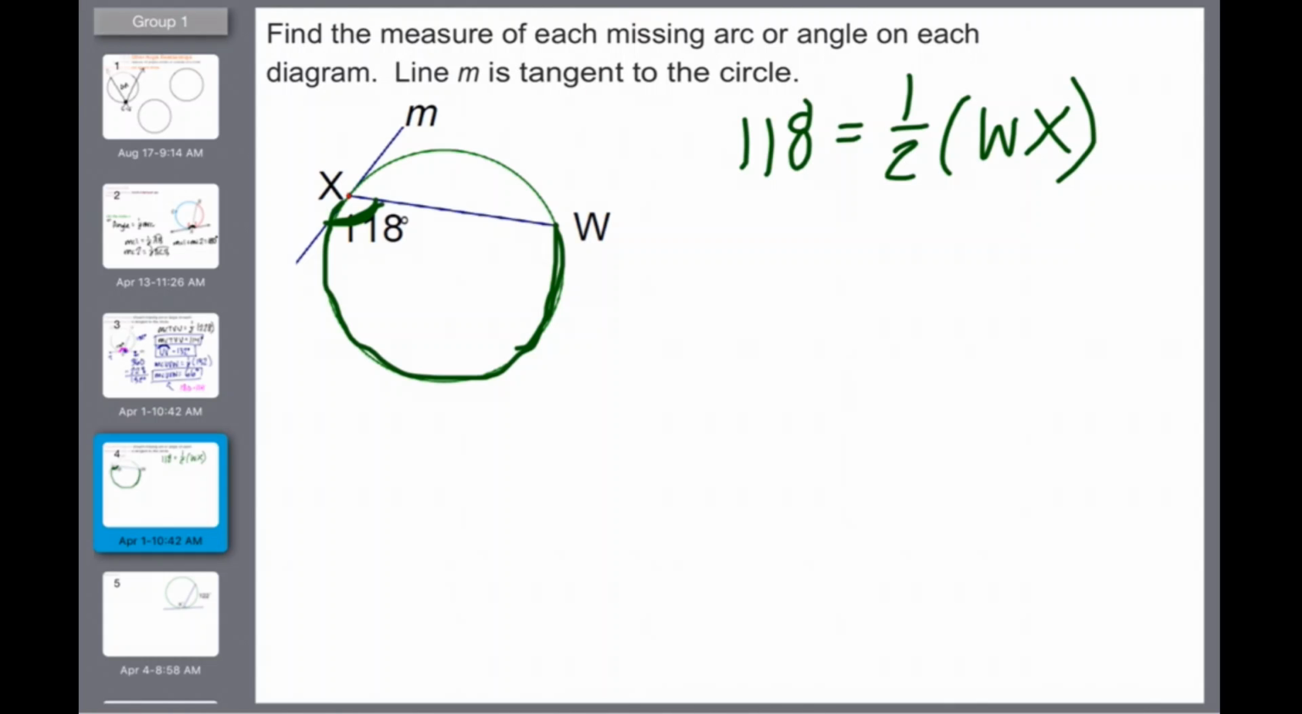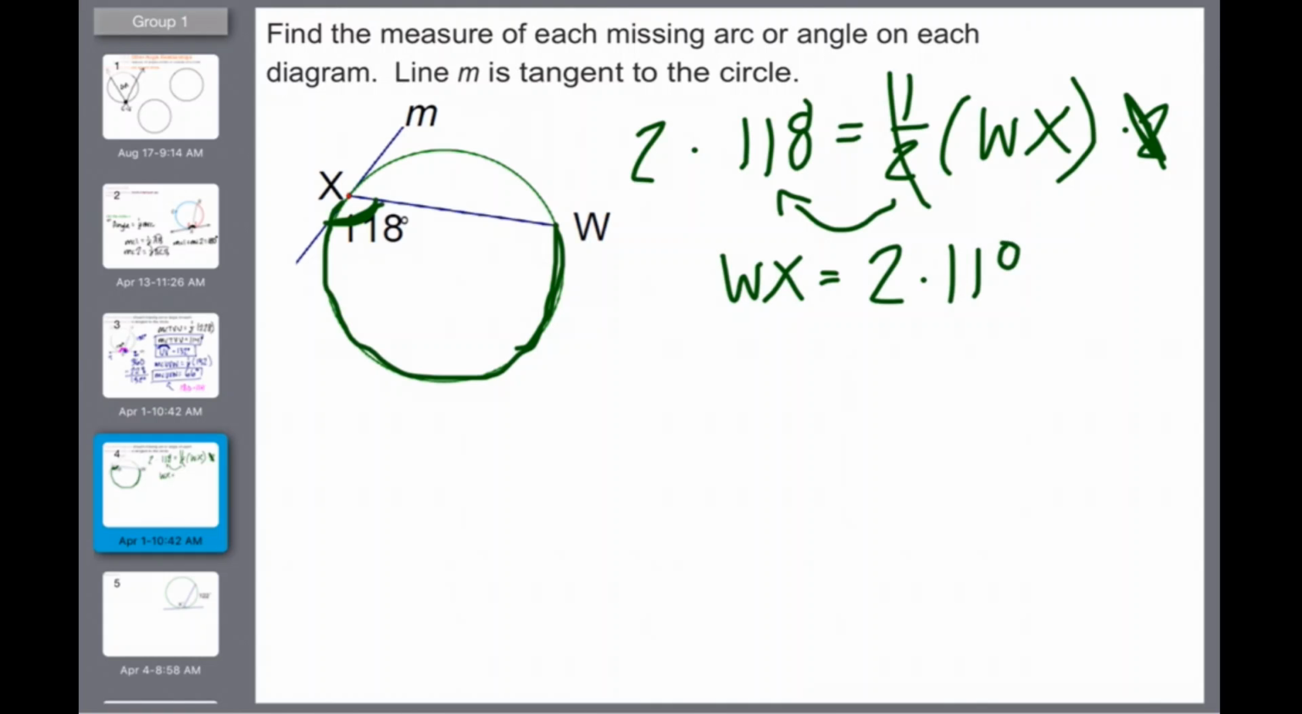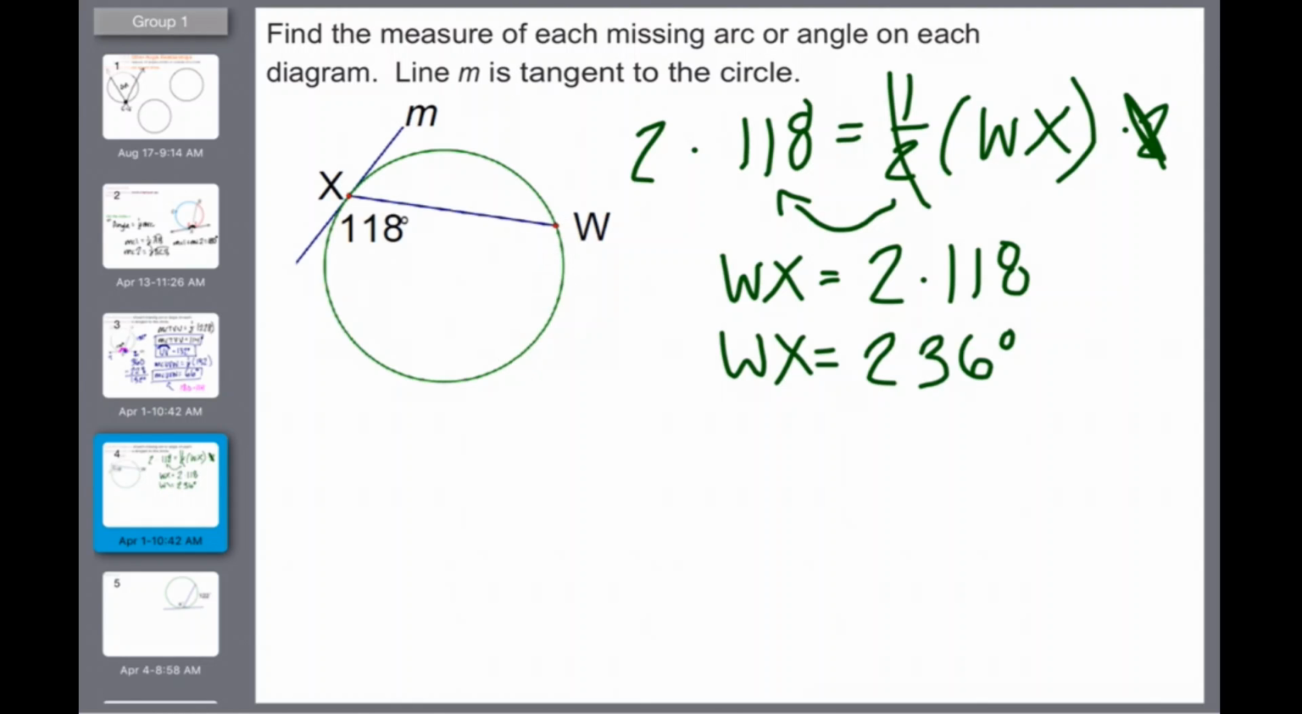So in order to get the 2 on the other side, we can multiply by 2 and multiply by 2. So those cancel out, and so we have basically our WX is equal to 2 times 118, which if we multiply that out, that's going to be 236 degrees. Oh, whoops. All right. So we have that our arc here is 236 degrees.